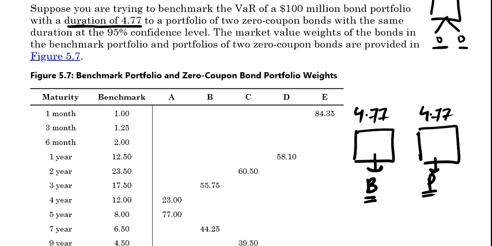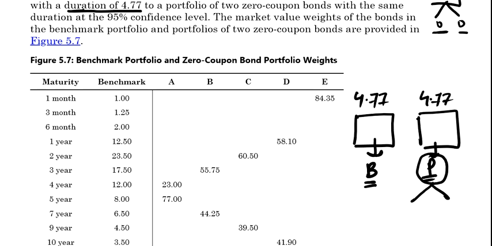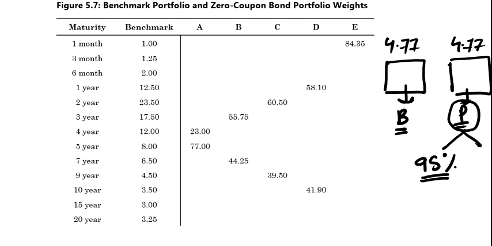What is the market value of the portfolio? It is $100 million. Clear? In my portfolio I will be having two zero coupon bonds. Okay, their maturity can be anything, and the VAR which I will be calculating, I will be calculating at 95% confidence interval. Clear?